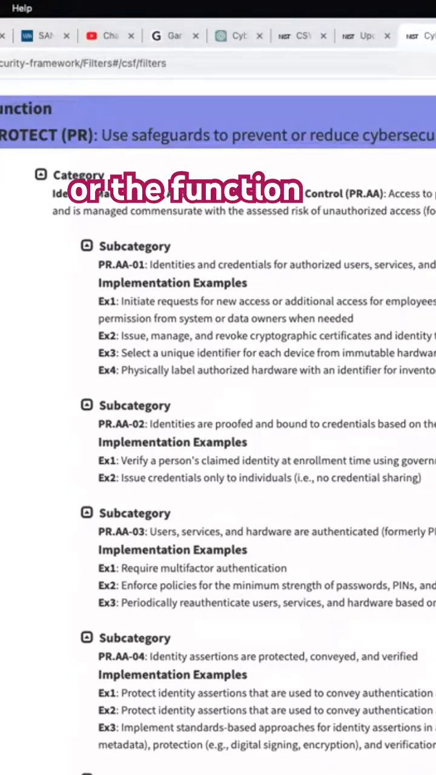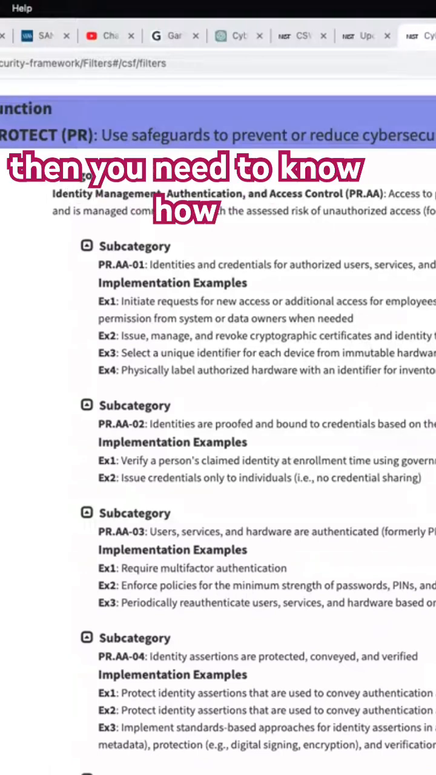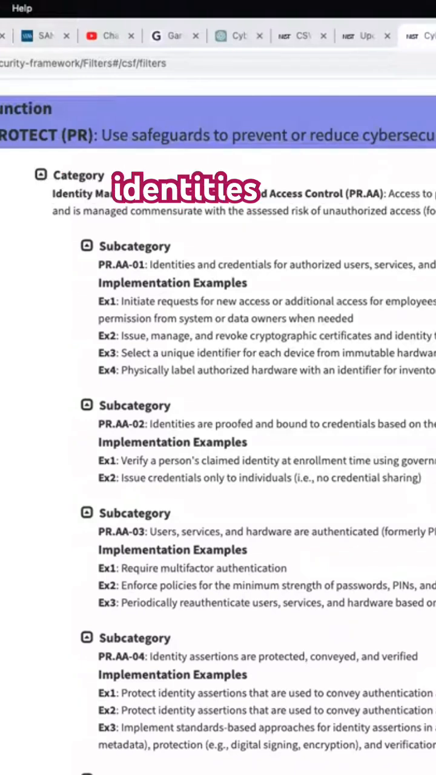So this area, or the function of identity, is under protect. Then you need to know how you're going to protect those identities. If you look at here, access to the physical and logical assets is limited to authorized users. So authorization, we're talking about users. Authorized services can be APIs, and authorized hardware, which is smart cards and something along those lines, and is managed, commensurate with the assessed risk of unauthorized access.